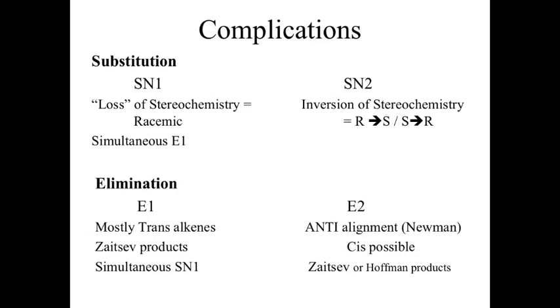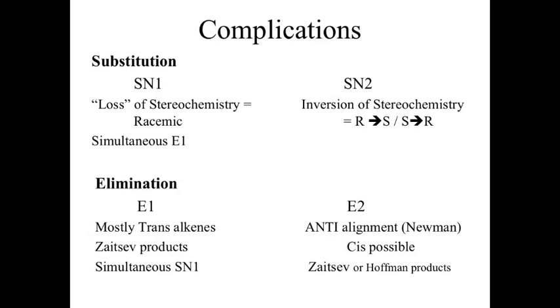And your complications: in the SN1, you move to a racemic product. Okay? The other big complication with the SN1 is you are simultaneously competing with the E1. So very commonly under SN1 conditions, you're being asked to provide both the substitution and the elimination. So be aware of that complication. For the SN2, you get inversion of stereochemistry. So if you started R, you go S. If you started S, you go R.